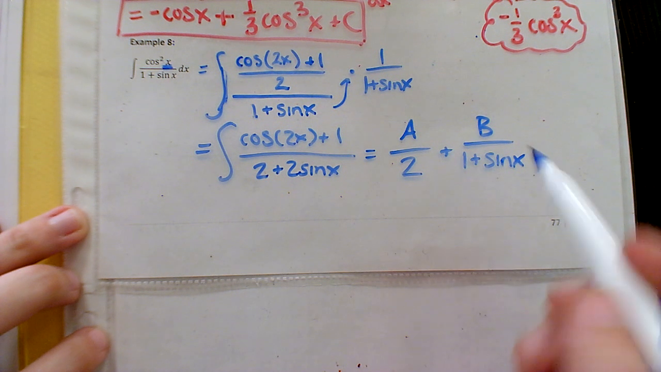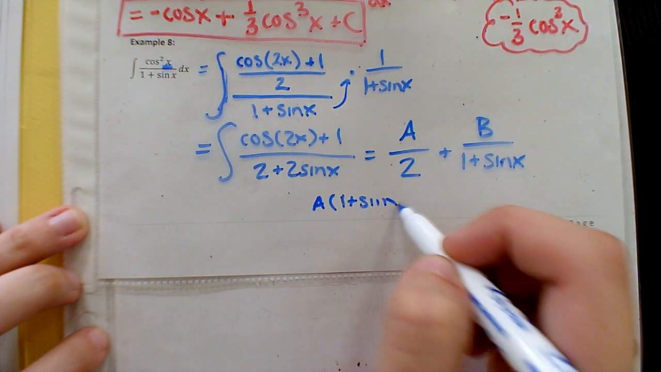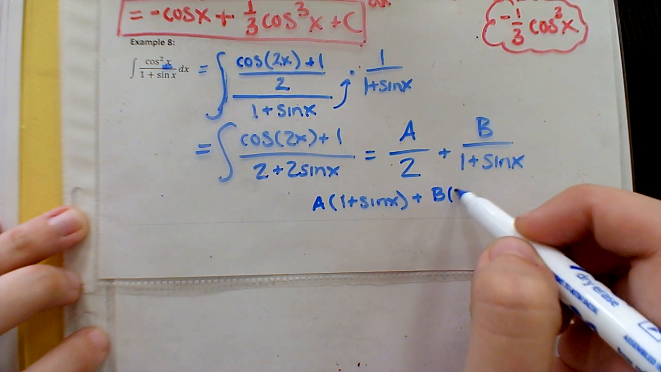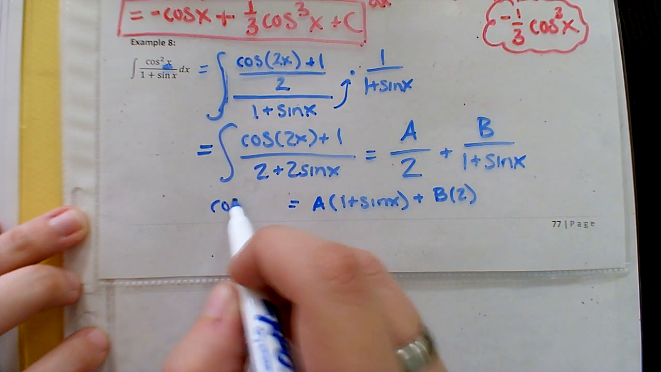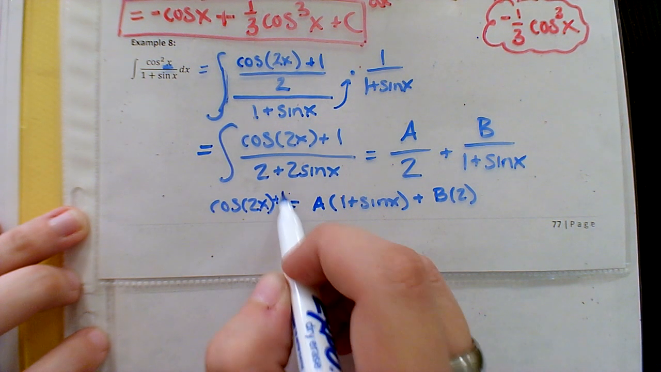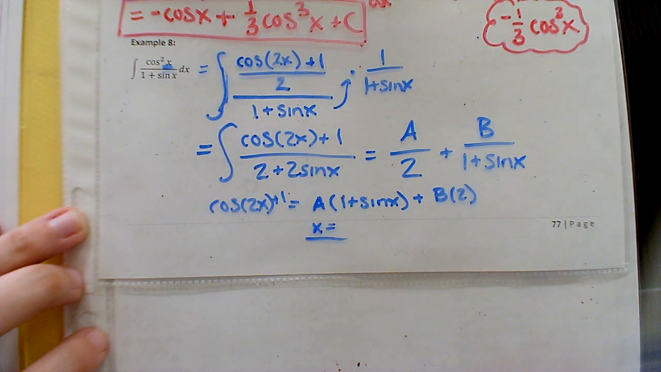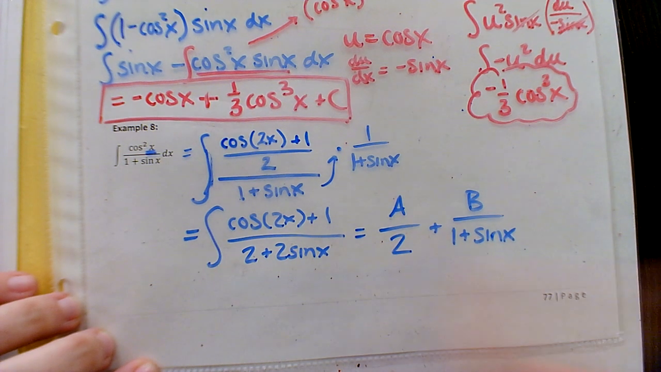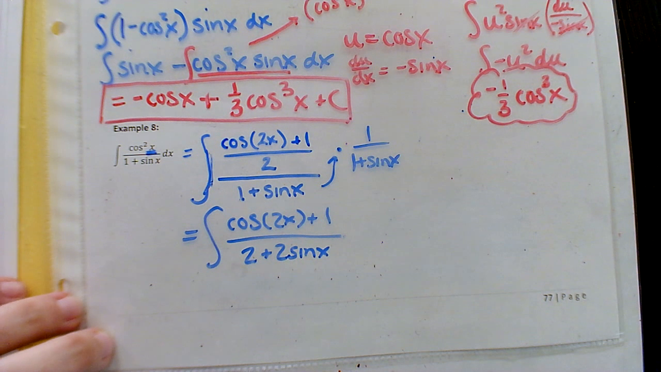So, let's see, if we wrote this out, we'd have A times 1 plus sine of x plus B times 2. I don't know if we're going to be able to do this, because can you strategically pick an x value that would cancel out b? No, because there's no variable in there, right? So even though we could factor the denominator, partial fractions might not work out, but that was a really, really good shot.